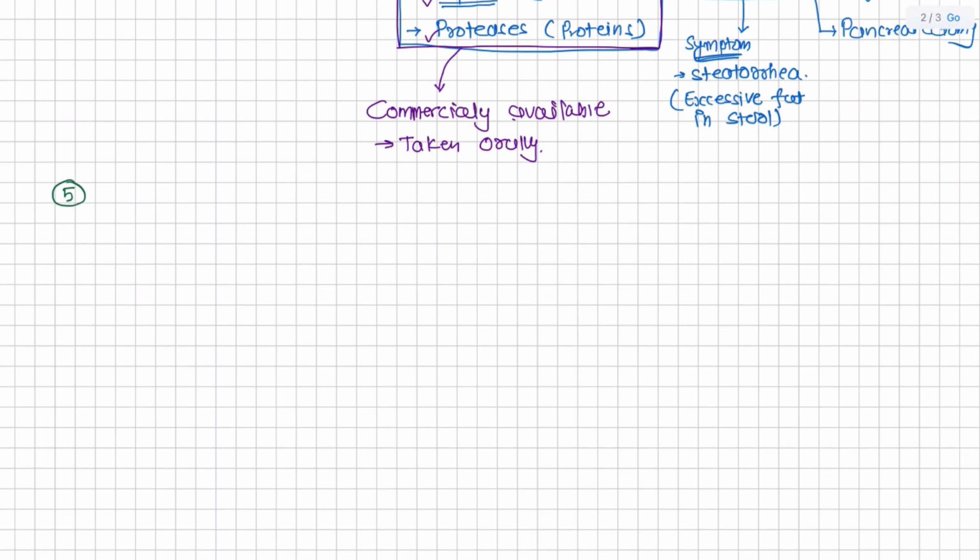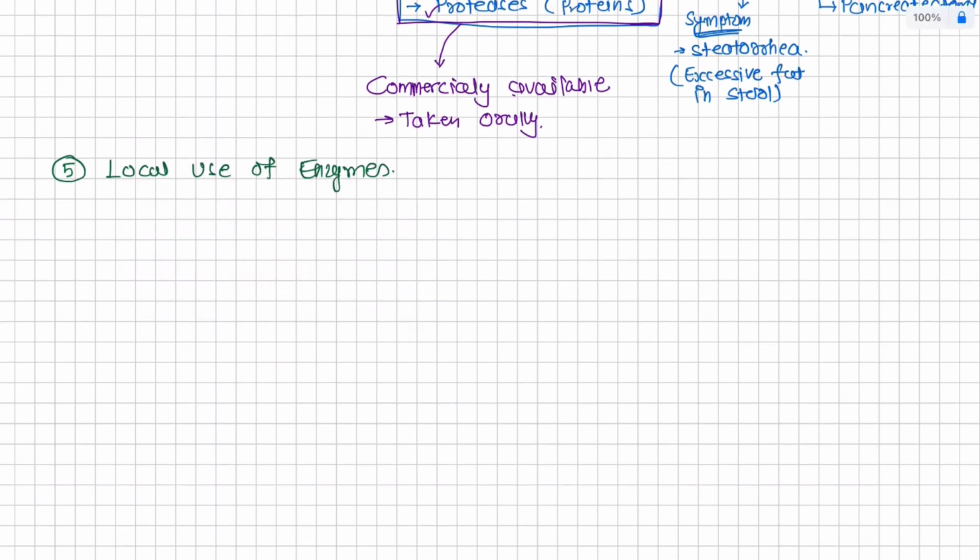Finally, let's discuss local use of enzymes. These are situations where enzymes are applied directly at a specific site in the body rather than systemically. A good example is hyaluronidase. This enzyme degrades hyaluronic acid, which is a component of the extracellular matrix. It is the material that holds cells together.